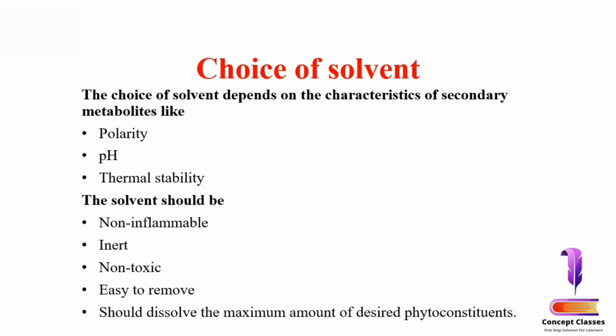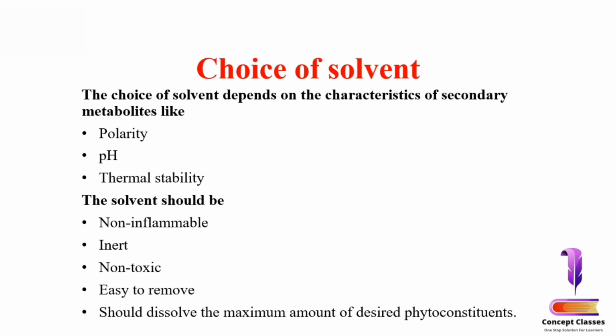Okay, so next is the pH. The pH of the particular secondary metabolite to be extracted is also under consideration, as the concentration of the hydrogen ion interacting with the solvent is very important for the solvation of the secondary metabolite.